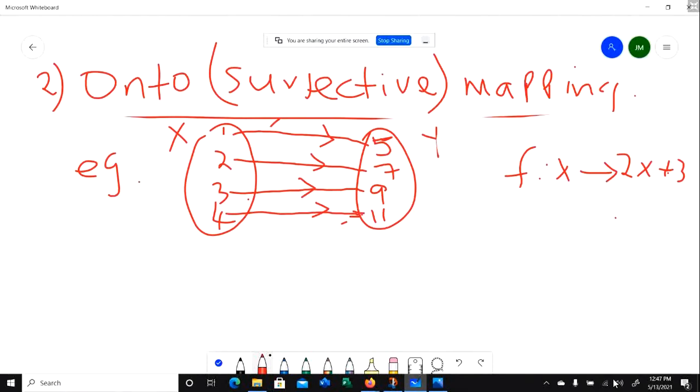So we find that our domain has these elements 1, 2, 3, 4, and our range also has 4 elements. If we were to map backwards from Y to X, then the range of Y is equal to that of X. When that happens, we say that this is an onto mapping. Clearly there's no element in Y which is not matched to some element in X by F. So when F is doing such, it is said to be an onto mapping or a surjective map.